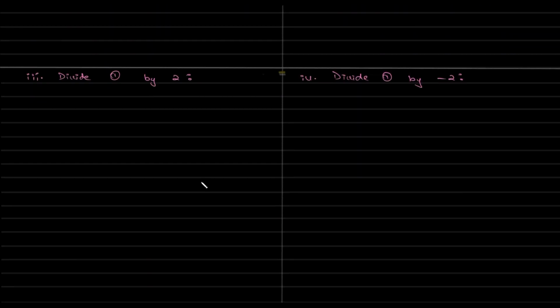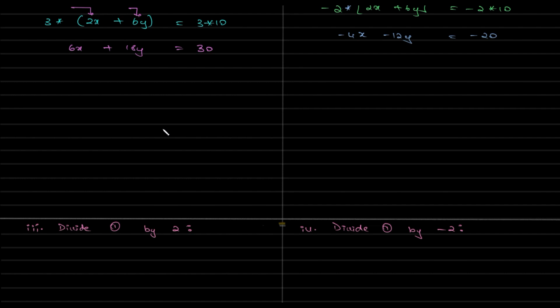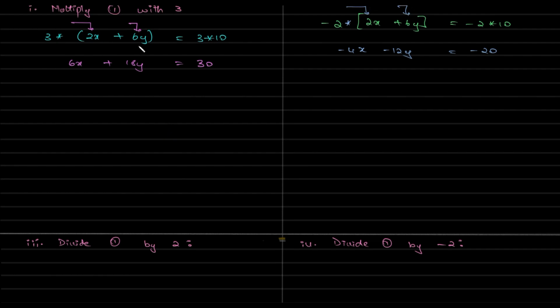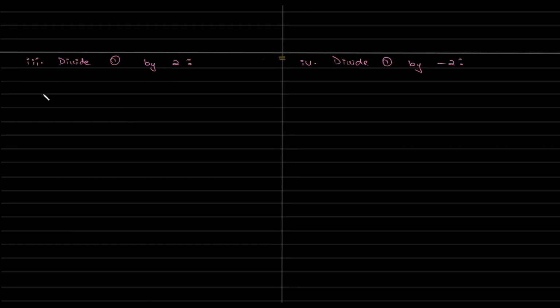Right? Now, we will divide equation 1 by 2. 2x plus 6y is equal to 10. Right? So we are going to divide 2x plus 6y is equal to 10. So dividing by this is nothing but, open a bracket, close a bracket. It's similar to multiplying with half. Instead of multiplying with an integer, we're multiplying with a fraction. That's it. No other difference.